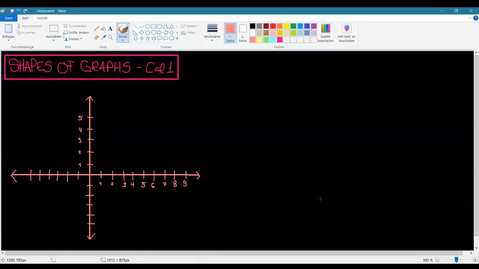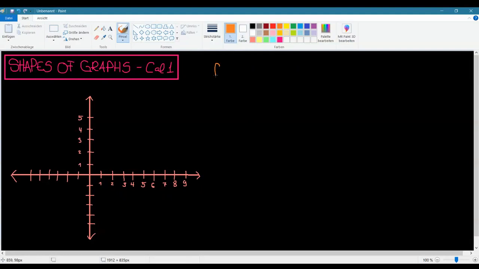Today we're going to do another shapes of graphs problem. This is going to be one of the ones where we're given certain properties and we then have to figure out what the graph would look like. So we're not given a function, we're given certain properties of a function. So here's what we're going to be given for this problem.